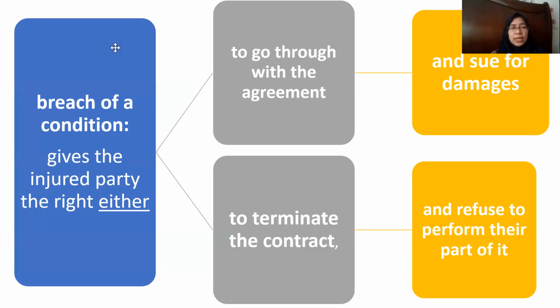And this is the illustration. A breach of condition gives the injured party the legal right to choose. First, he can proceed with the contract, go through with the agreement, and if he proceeds, he can still ask for monetary compensation damages. Or another alternative is that he can terminate the contract, and refuse to perform his part. No need to perform his part, just terminate the contract. So there are available remedies: can terminate, can go through, can ask for compensation.